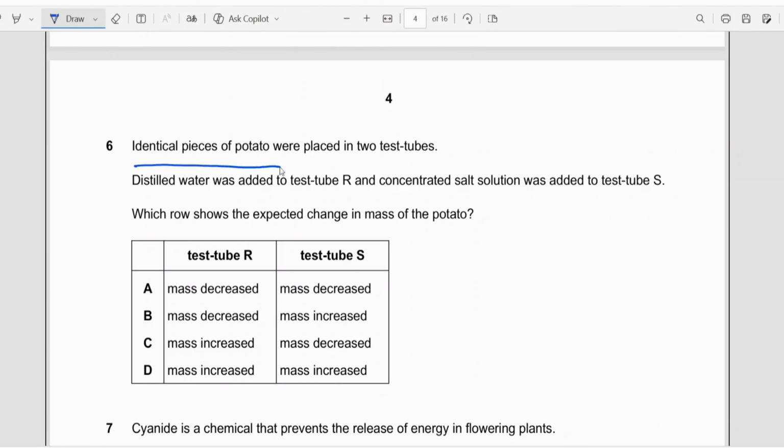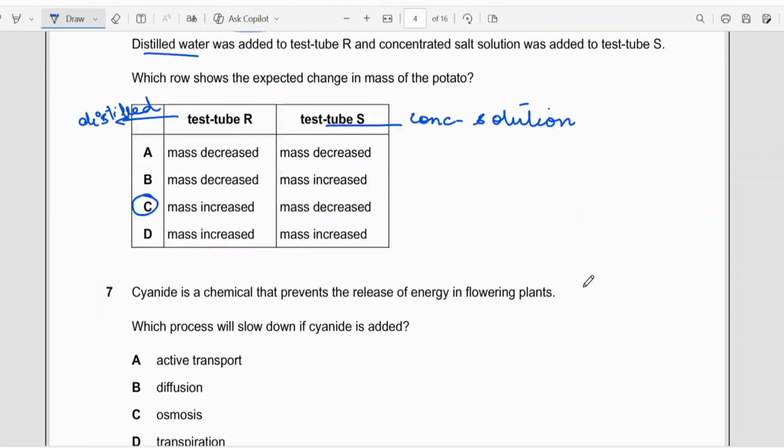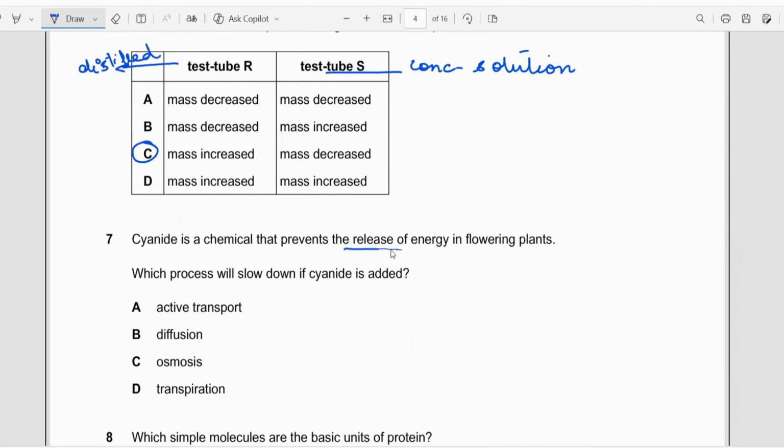Next one. Identical pieces of potato were placed in two test tubes. This test tube contains distilled water, while this one contains concentrated solution. What would be the expected change in the mass of potato? The mass of potato in distilled water would increase, while in concentrated solution it would decrease. C.